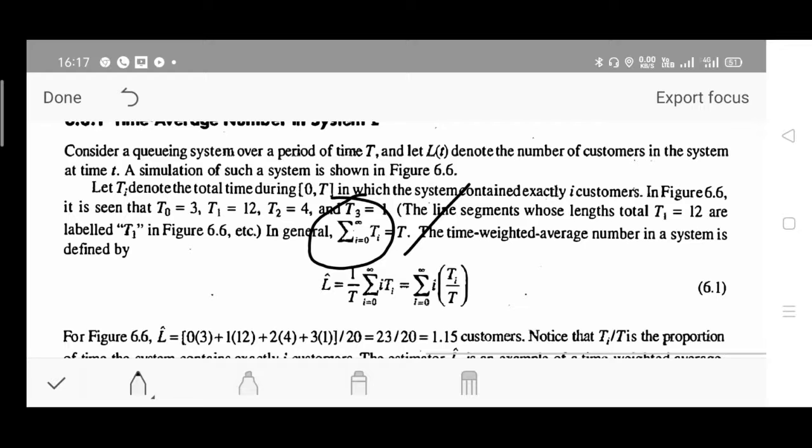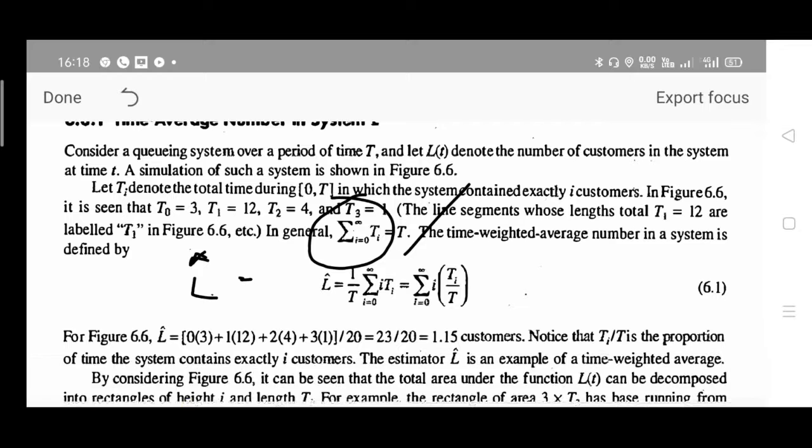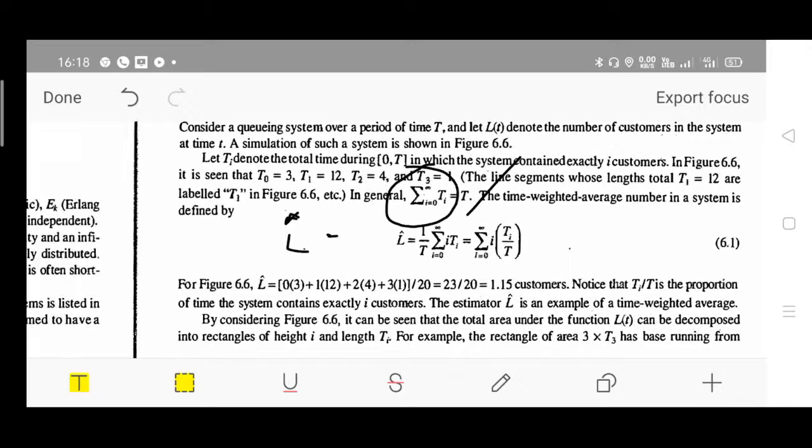The time weighted average number in a system is defined as L cap, which is equal to the summation, i is 0 to infinity, of i into Ti by T. Please remember i into Ti by T. So this will give you the average value of the customer at any interval. Please remember this is used to calculate the average number of customers.